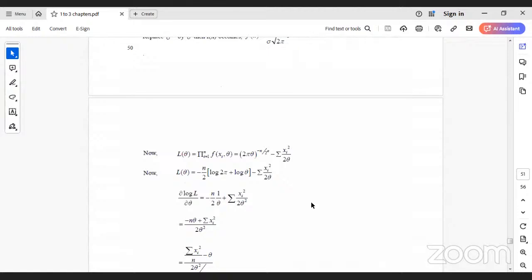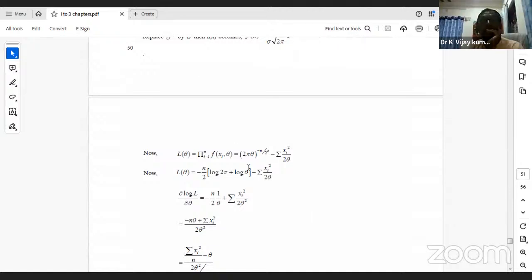L(θ) = product over i = 1 to n of f(x_i, θ), which gives (2πθ) to the power minus n by 2, e to the power minus summation of x_i square by 2θ. Taking the log, log L(θ) = minus n by 2 log 2π minus n by 2 log θ minus summation of x_i square by 2θ.